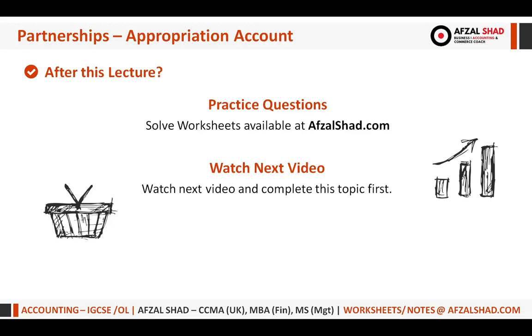Obviously this is the second part of the partnership. There is still one part of the partnership remaining for the IGCSEs and O levels, which is the capital and current account thing, which we call fixed capital and fluctuating capital. That's still remaining for the next video.